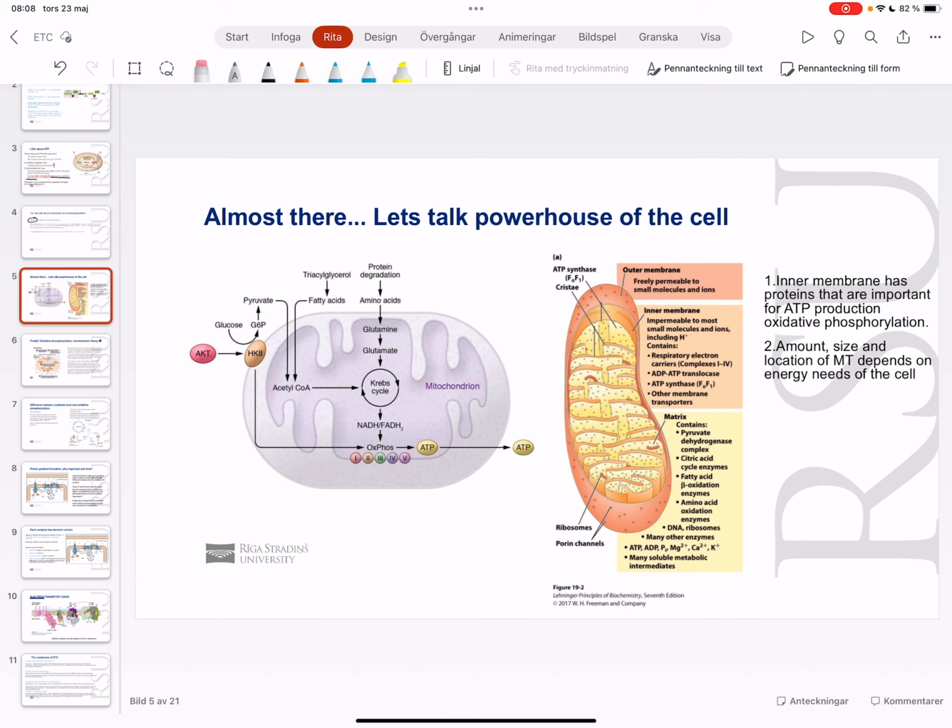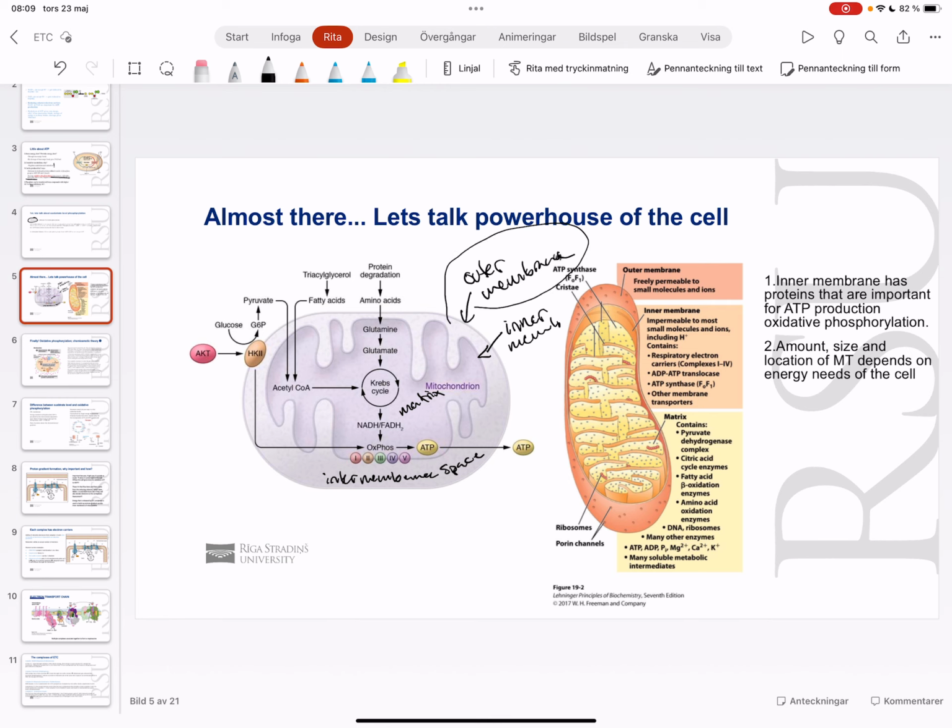Okay, before we talk about the ETC, let's just talk about the mitochondria. Here we have the outer membrane of the mitochondria. Here we have the inner membrane, and here we have the matrix, and here we have the intermembrane space.